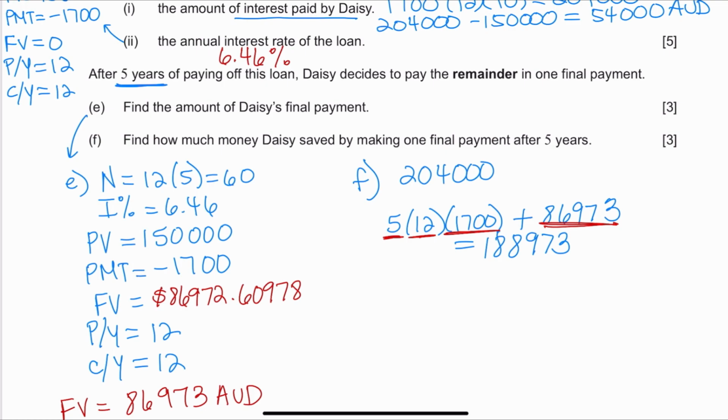So if I take what she would have paid, which is $204,000 if she would have continued paying this off every month for 10 years, and I subtract the total amount she actually did end up paying, I can figure out how much money she saved at the end of the loan, which is $15,027. So by making this lump sum payment after 5 years of $86,973, she's able to save $15,000 in interest.